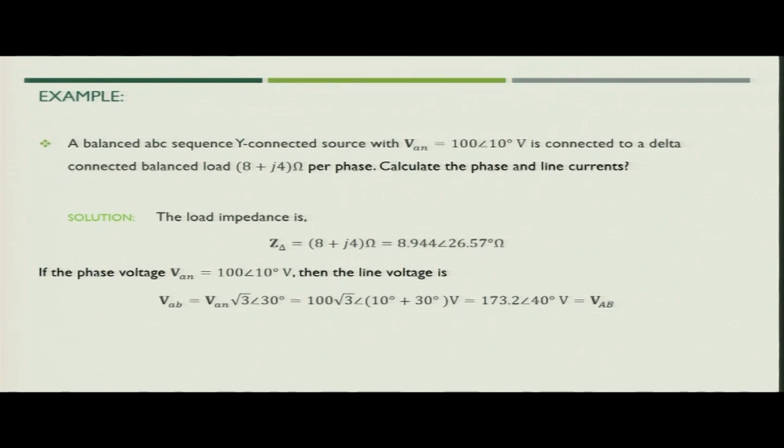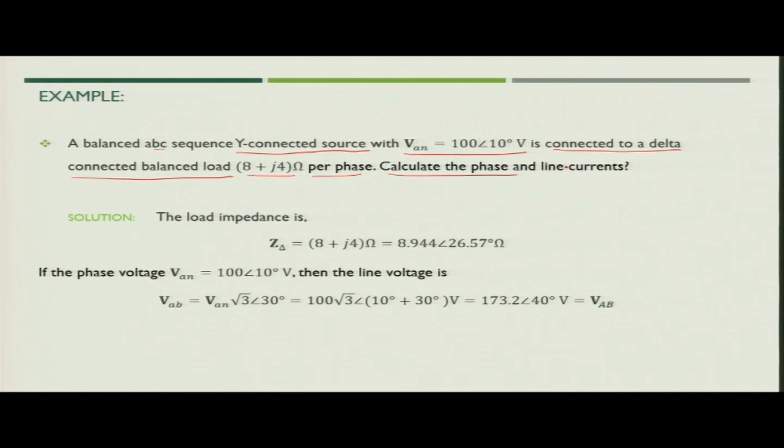Now, let us take one example. Suppose there is an ABC phase sequence star connected source with the phase voltage VAN equal to 100 angle 10 degree, and it is connected to a delta connected balanced load with impedance 8 plus j 4 ohm per phase.